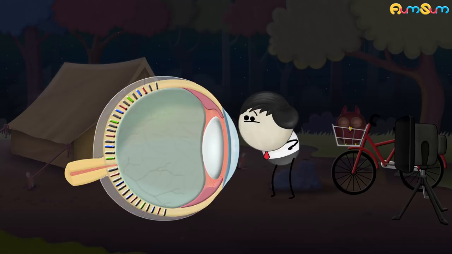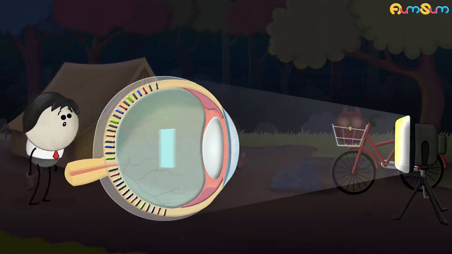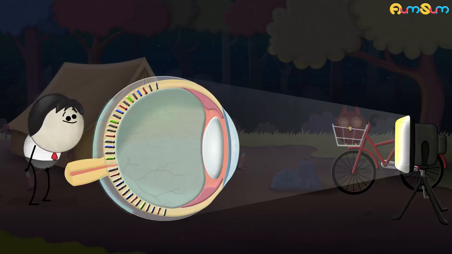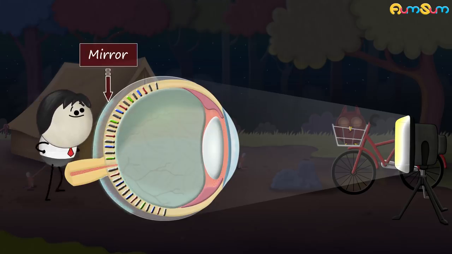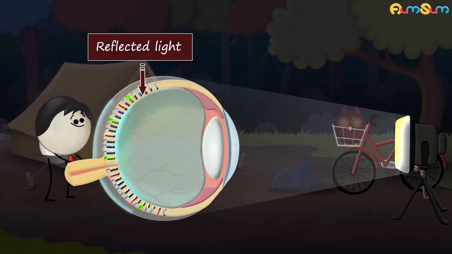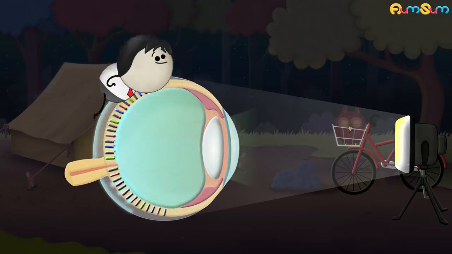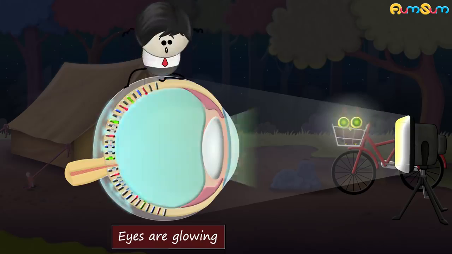Hence, their eyes have another layer below the retina called tapetum lucidum. Now, when light doesn't hit the photoreceptors, it reaches the tapetum lucidum. This layer acts like a mirror. It reflects light back onto the photoreceptors, thus giving them a second chance to detect light. Some of this reflected light also comes out of the animal's eyes, thus making it seem that its eyes are glowing.